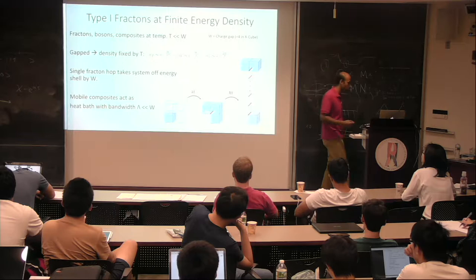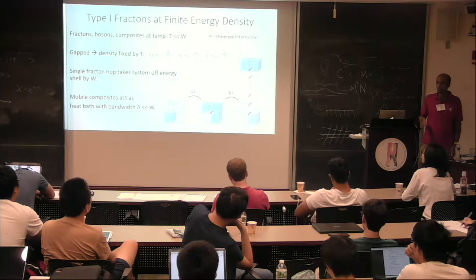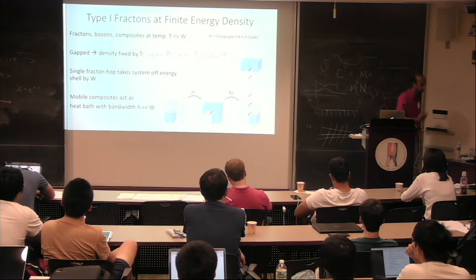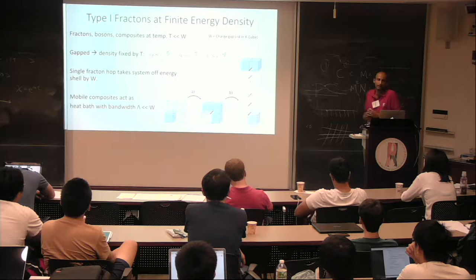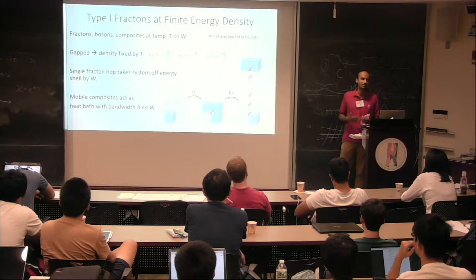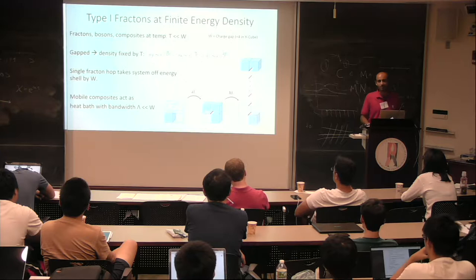However, now there are mobile composite particles in the problem. They can run around freely, and they can delocalize. And they constitute a heat bath for the problem. So even though moving a fracton takes you off energy shell, you can borrow the missing energy from the bath of mobile composites and in this way get back on energy shell at some high order in perturbation theory. The only problem is that moving a fracton takes you off energy shell by an amount that's big, proportional to the gap in the model. And the amount of energy the bath can supply is small. It's proportional to the strength of the perturbations. So OK, this is a crappy bath. But there is still a bath in the problem.